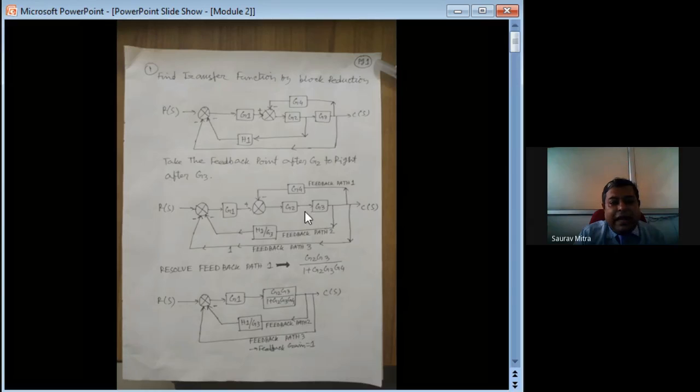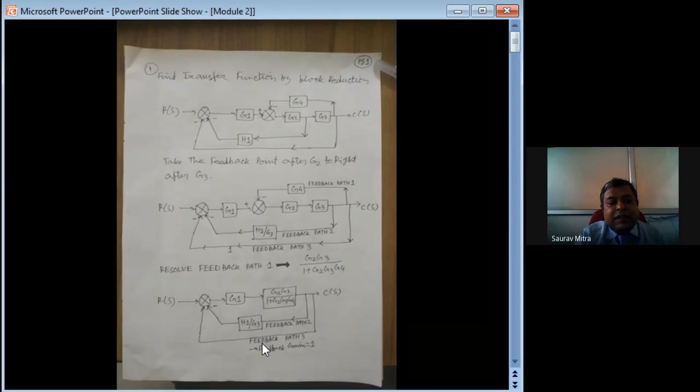So G1 and this whole combination are now in cascade. In the next part, what we have seen is G1 and G2 G3 divided by 1 plus G2 G3 G4. This H1 has become H1 by G3, feedback path 2 stays here, and feedback path 3 stays here as 1, or rather it is negative feedback, so it can be called minus 1. I'll go to the next slide.